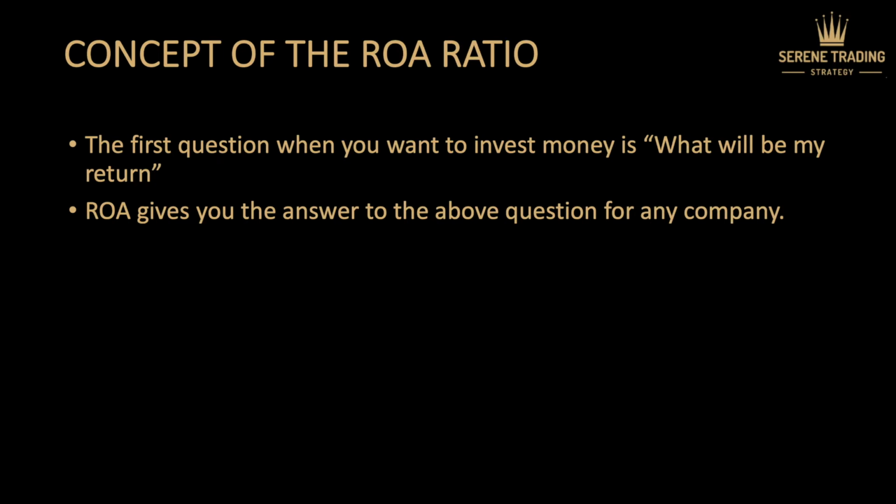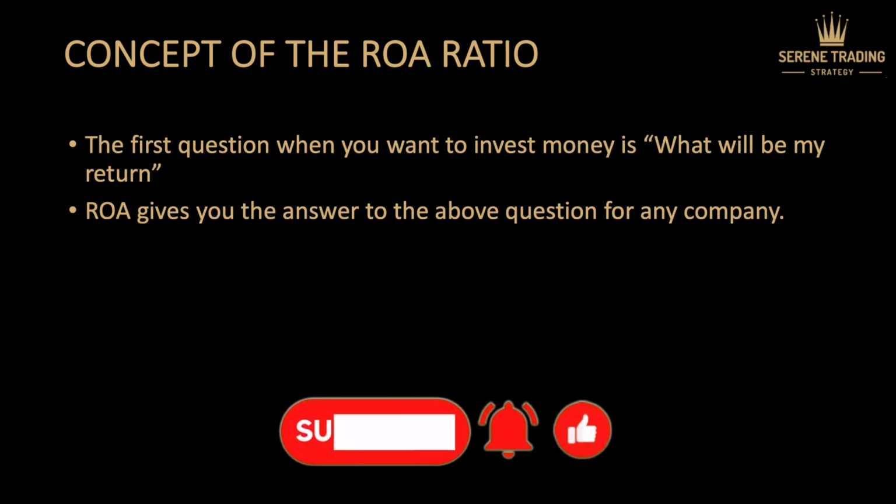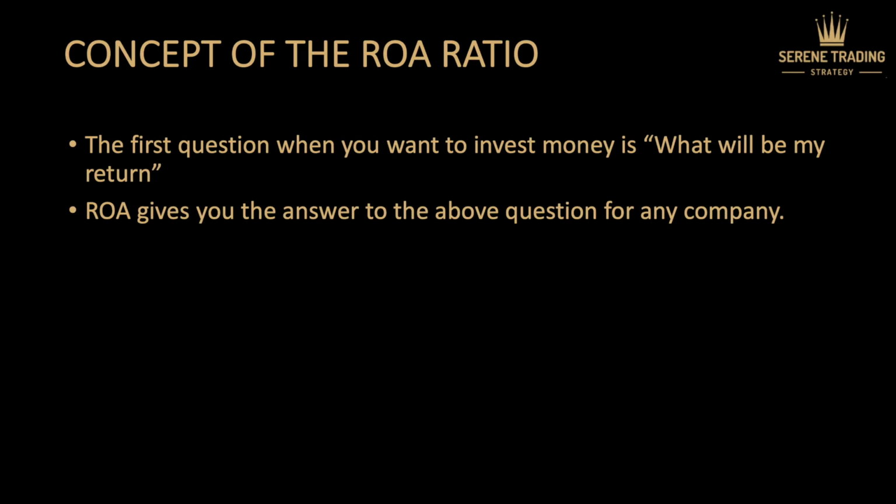So ROA basically tells you, whatever assets the company has acquired, what kind of return do they generate on those assets? So any money that the company is raising when they go in for an IPO, they use it to either purchase land, plants, and different kinds of assets, right?